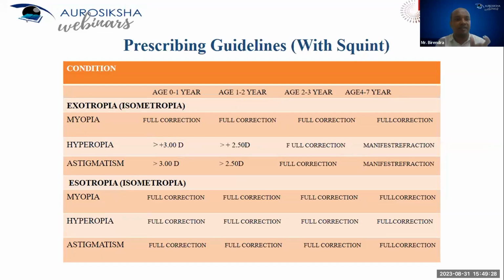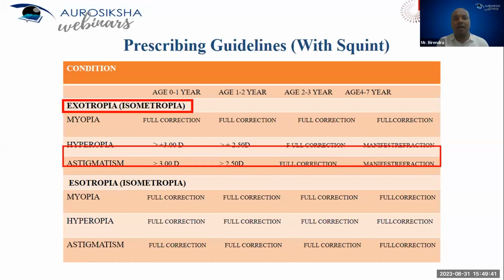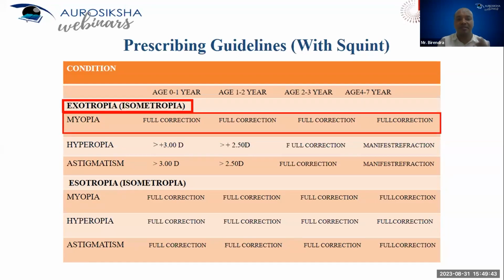These are the conditions with squint. If the patient has a squint and the refractive error is isometropic in both eyes, but the patient has exotropia, that means divergent squint, then in myopia you will fully correct. Whatever minus number you get after the cycloplegic refraction, you need to advise it, only deducting the working distance.